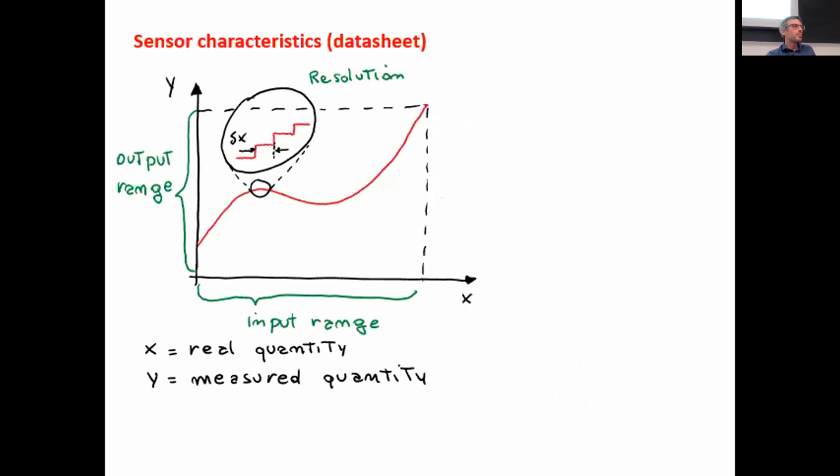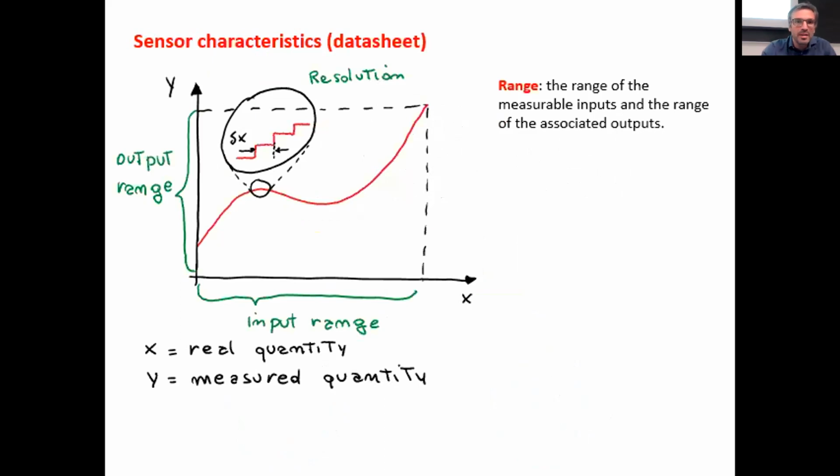Then if we buy a sensor, the manufacturer provides us with the data sheet of the sensor, which is the instruction that describes the characteristics of the sensor. In the characteristics of the sensor, the first parameter we look at is the range, which is the range of the measurable inputs and the range of the associated outputs. So this is the input range, the output range, and this is the real quantity we want to measure.